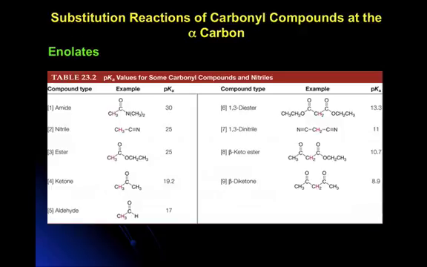So if we look at the table that you need to have committed to memory, do I care that you have it exactly committed to memory? No. You need to know the rough ranges. The alpha hydrogens of an amide have a pKa of around 30. The alpha hydrogens of a nitrile, about 25. The alpha hydrogens of an ester, like I just mentioned, around 25. A ketone, around 19. We can clearly see, based on the data presented, that ketones are more acidic than esters. Aldehydes are slightly more acidic than ketones. They have a pKa of around 17.